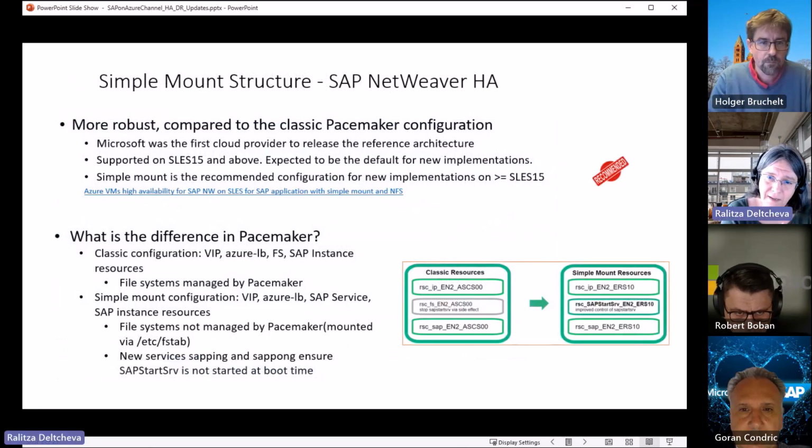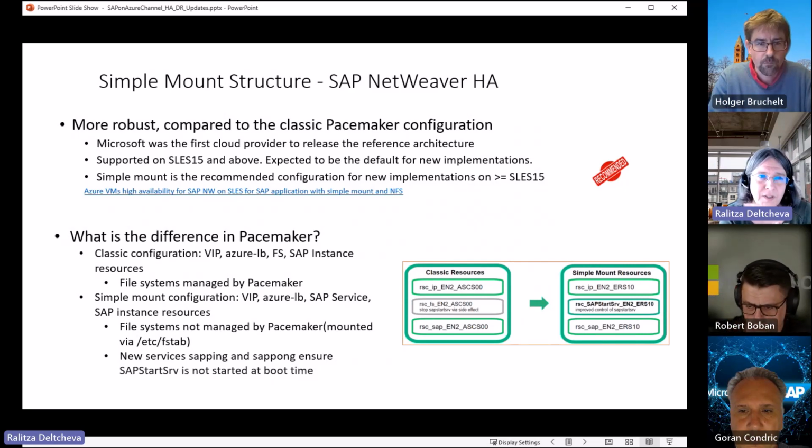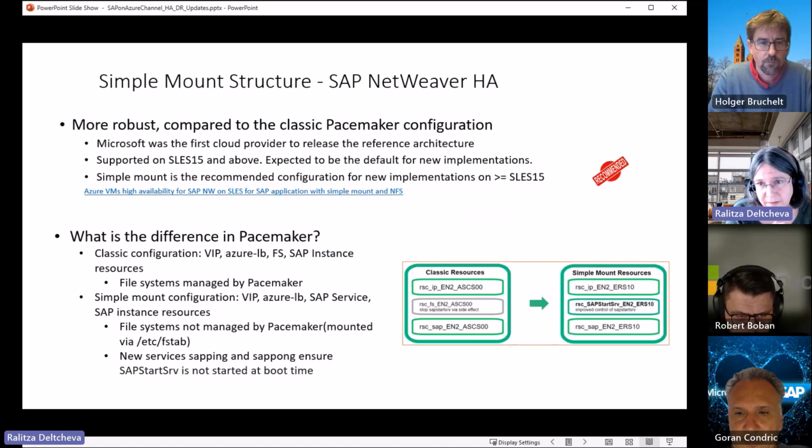So if we stay in the area of the SAP application layer on Linux, I want to talk about a new reference architecture, a new configuration, which is available since last year, and actually it's highly recommended for any new deployments on SLES 15 and above. It's the so-called simple mount reference architecture or simple mount structure. And the motivation to release this reference architecture was the following.